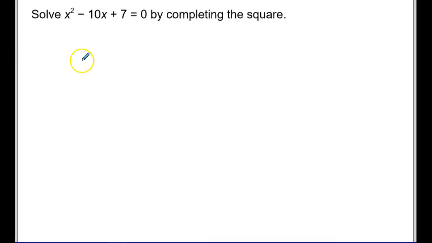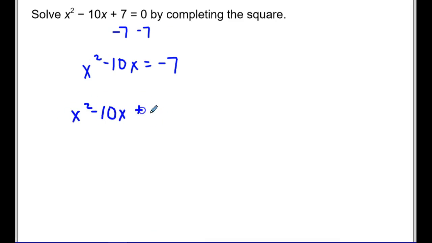Okay. So now here we're solving by completing the square. So the first thing I want to do when solving by completing the square is get all my constants to one side. So now I have x squared minus 10x equals a negative 7. Now I have to figure out what I can add to both sides to make this a perfect square trinomial. So again, I've got x squared minus 10x plus some value equals negative 7 plus some value. When I add it to the left side, I have to add it to the right side.